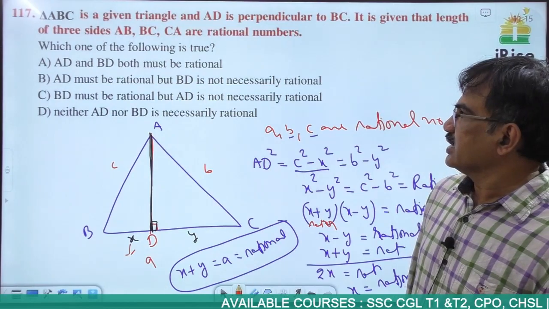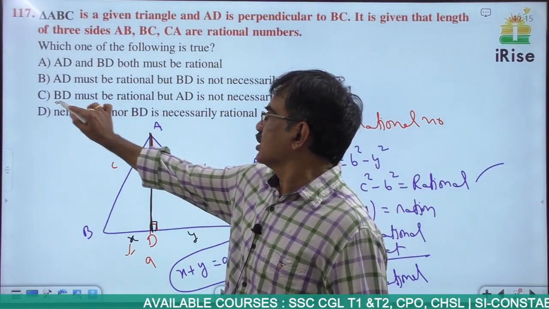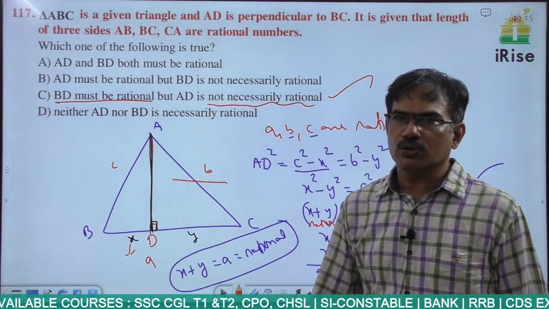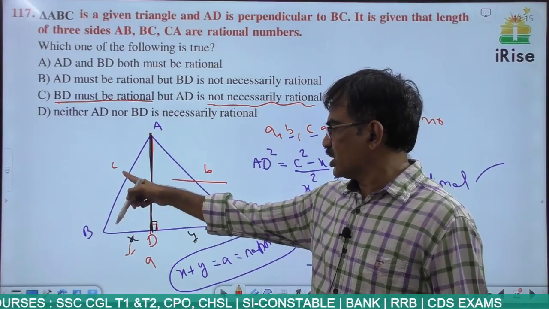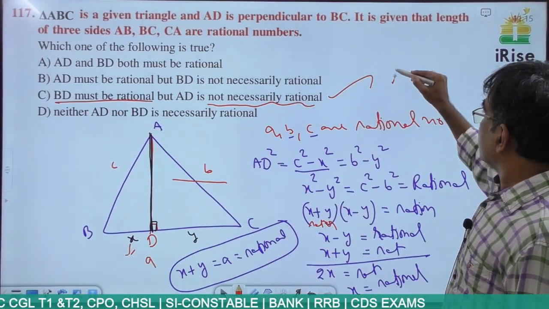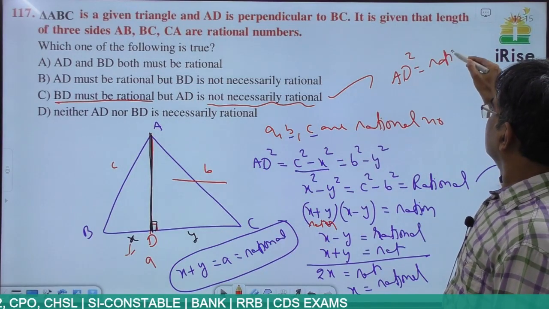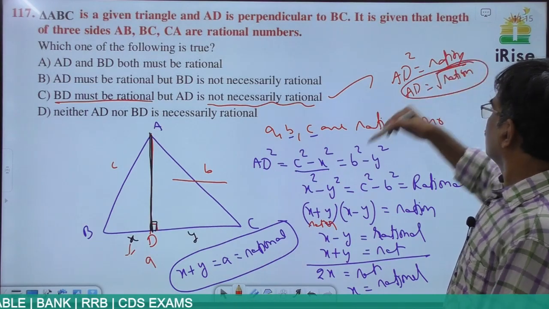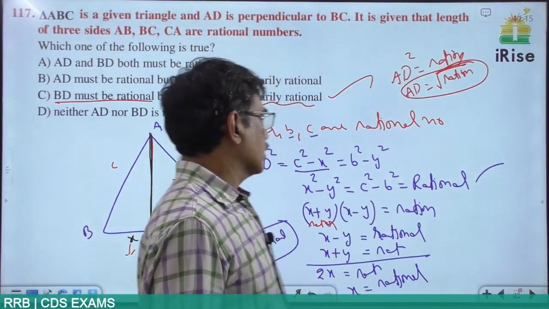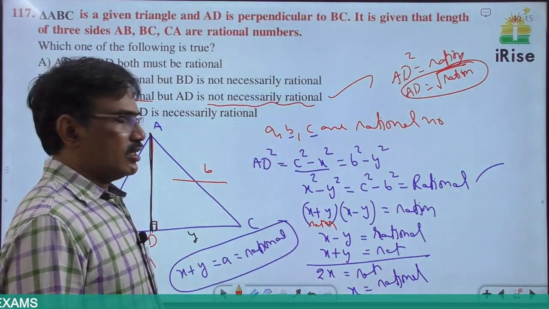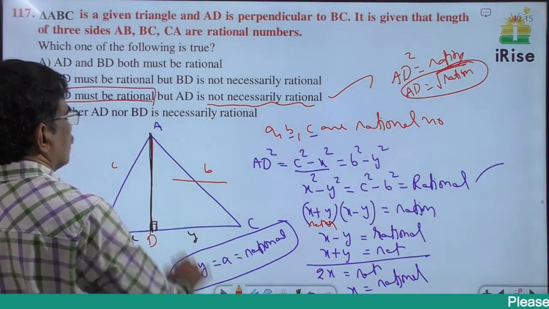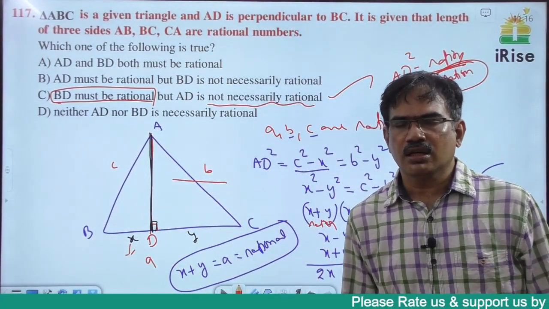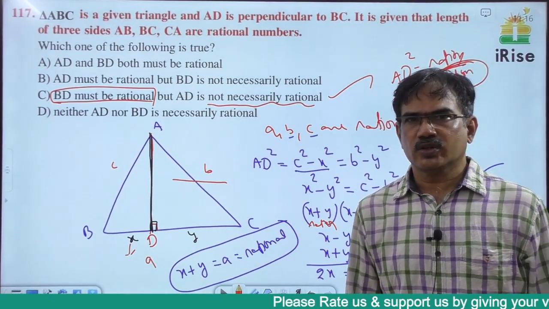X means BD is rational, BD must be rational, but AD not necessarily rational. We don't know. Here AD square is nothing but rational square minus rational square, rational. AD square is rational. But what about AD? Root of a rational number, we don't know whether it is a perfect square or not. So therefore AD not necessarily rational, but BD must be rational. A very good logical question. Okay, next one.